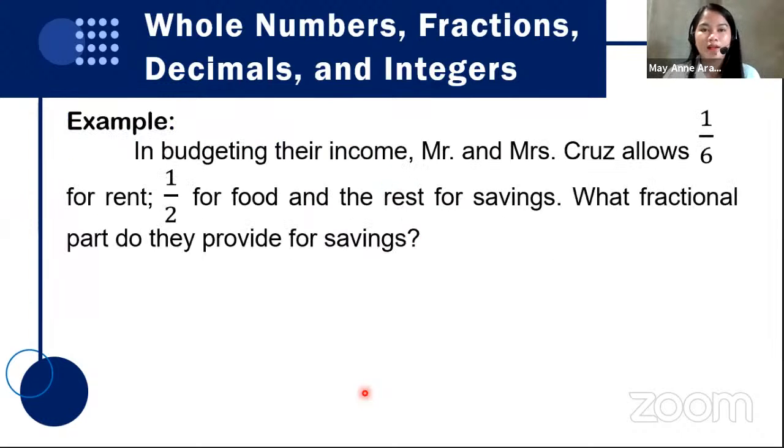Okay, here is a sample problem. In budgeting their income, Mr. and Mrs. Gross allow 1/6 for rent, 1/2 for food, and the rest for savings. The question is, what fractional part do they provide for savings? Okay, how do we solve this problem?